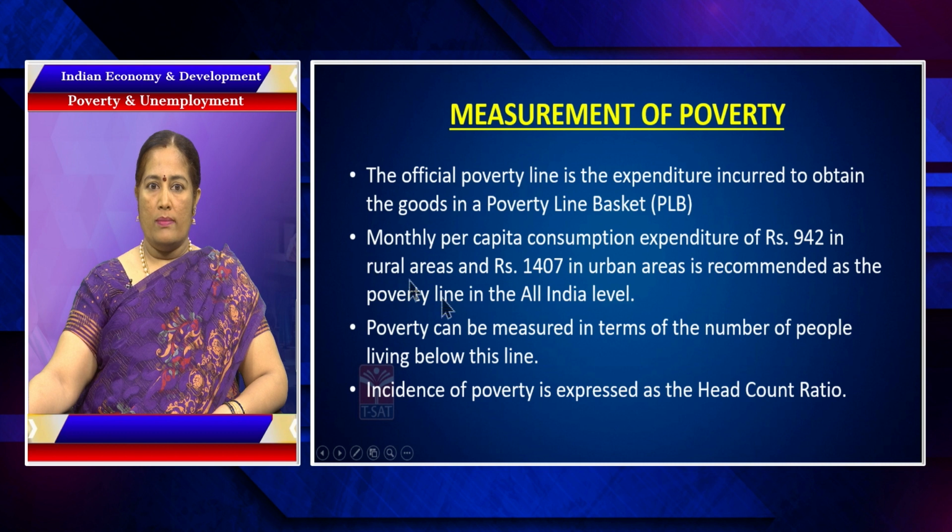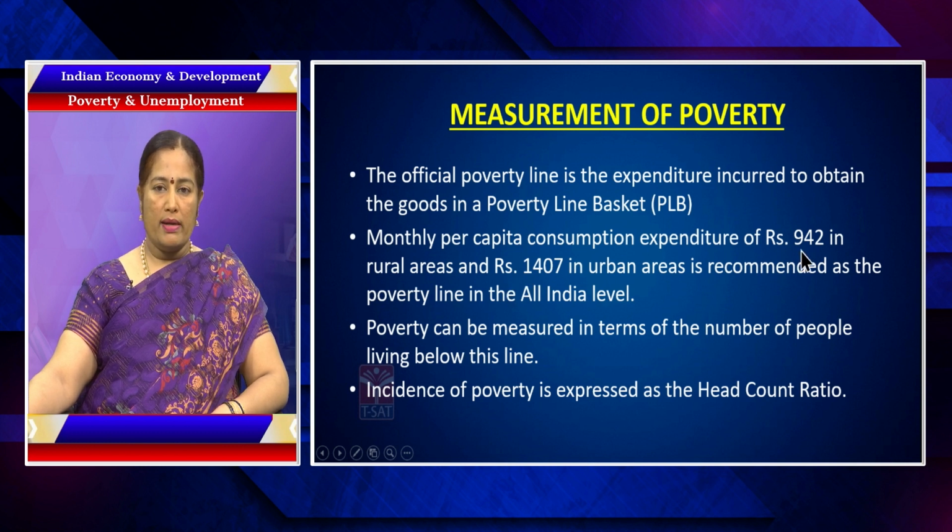Then at the all India level, the poverty line was estimated as a monthly per capita consumption expenditure of rupees 942 in rural areas. So, even this expenditure differs in rural areas and urban areas. In urban areas, if a person is able to spend 1407 rupees on his consumption expenditure, then he is said to be above the poverty line and not suffering from poverty. But if his consumption expenditure is less than or equal to 1407, he is said to be suffering from poverty.